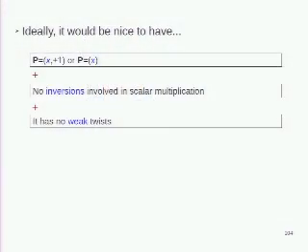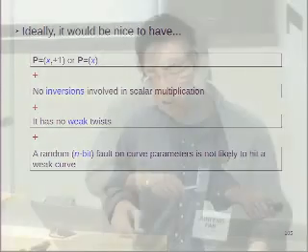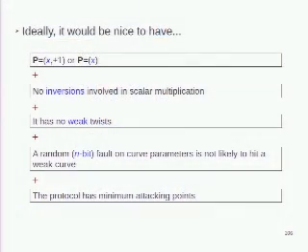And there are no weak twists, so you cannot make use of weak twists. And a random bit, a random float, 1 bit, 2 bits, n bits, floats on the parameters A1 to A6 is not likely to hit a weak curve, such that you cannot insert faults into the parameters. And the protocol has minimized attacking points.